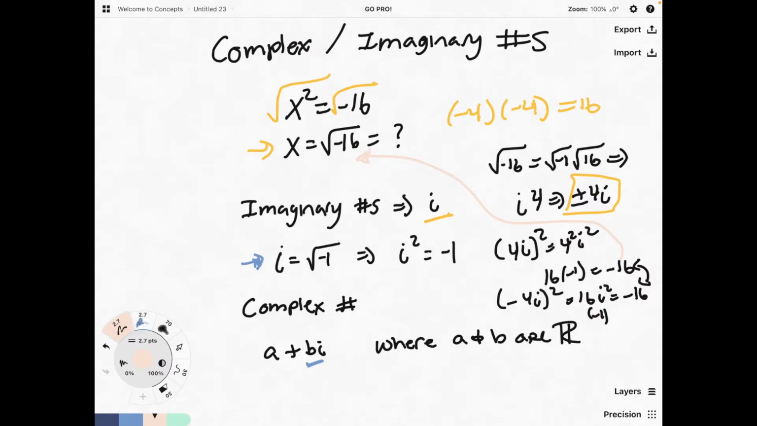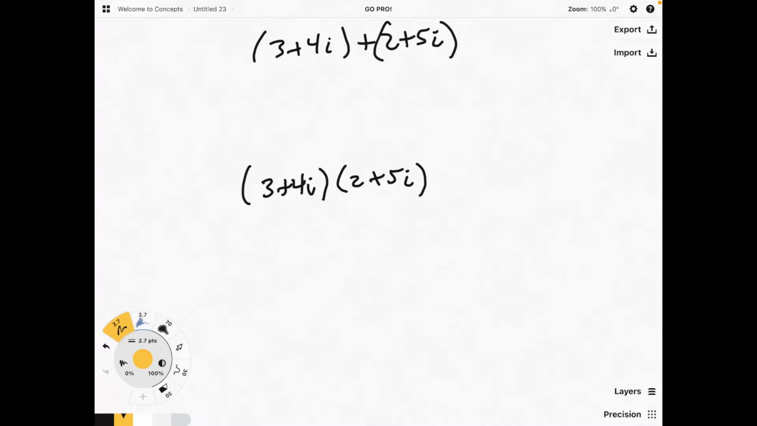Let's practice with a couple of problems. Okay, let's look at two different examples. We have 3 plus 4i plus the quantity 2 plus 5i. Well, this can be rewritten as 3 plus 4i plus 2 plus 5i. If we were to treat i like we were working with a variable x, all we would need to do is combine like terms. We see that the 3 and the 2 are like terms, and we also see that the 4i and the 5i are like terms. And so you would just need to combine those terms.